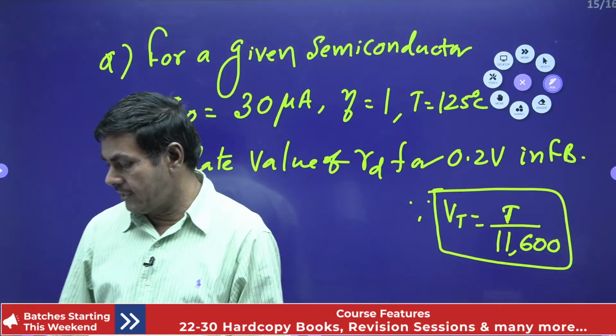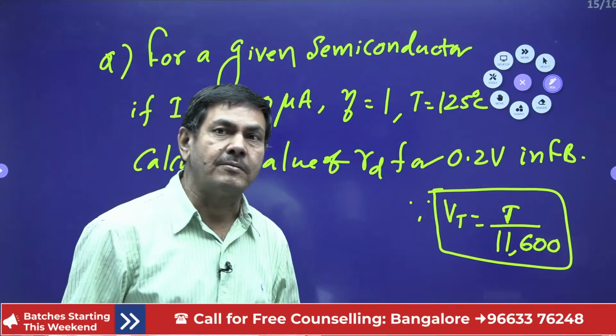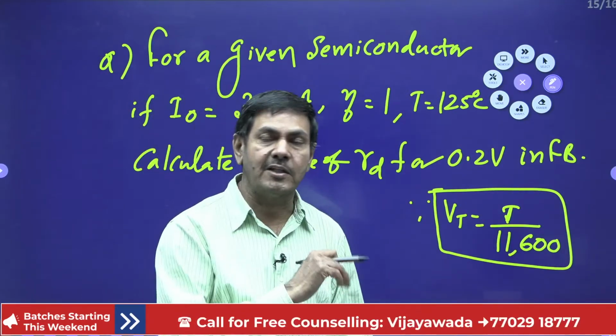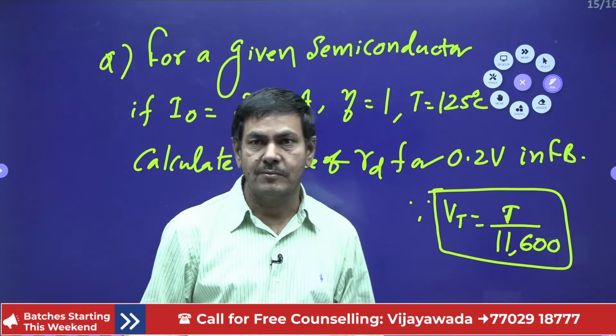Okay, anyhow, you try this question. If you get it, very good. Thank you. Next class we can start the BJT. These are the basics of the PN junction diode only. Okay, then we can close.